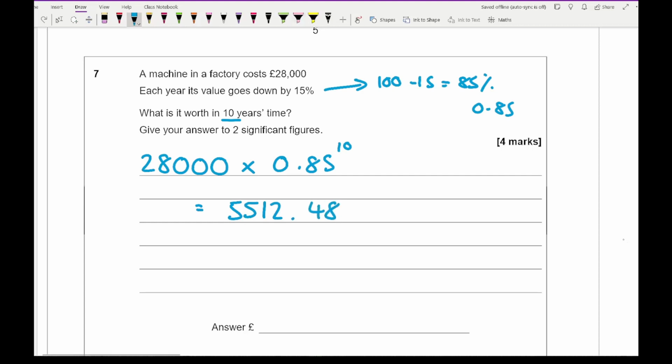Now if I type that all into my calculator, I get an answer of 5512.48. But remember that the question's asked me to give my answer to 2 significant figures. The second sig fig is 100, so I want to round this number to the nearest 100, so that's going to be 5,500.